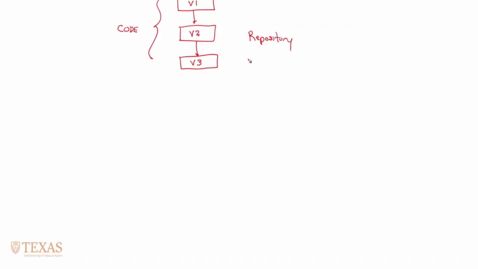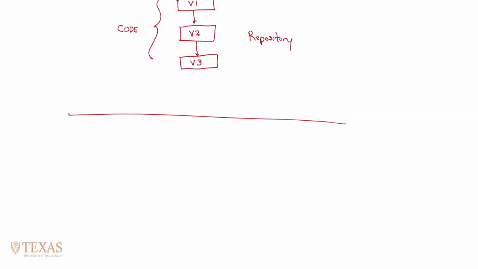So again, you have a code base that is a collection of snapshots we'll call V1, and derived from V1 is V2, and derived from that is V3. The collection of all of these commits or snapshots in time we call a repository. So the repository contains all of the history of the code.